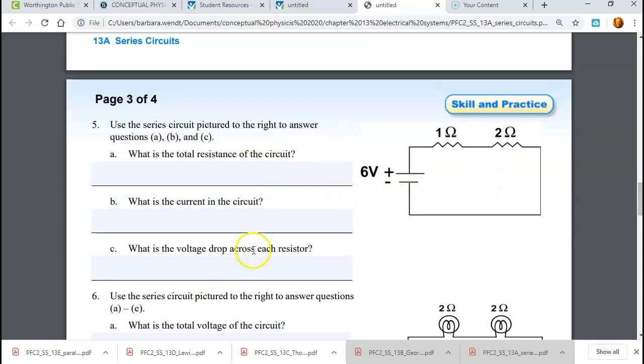But the only difference is the voltage drop. You're going to have to do each of these separate because they have different numbers. Okay, so once you figure out the current, you'll have to use a resistance of 1 for the first, and then calculate a resistance of 2 for the second. So you're going to have to do 2 math functions to answer C correctly. Okay.